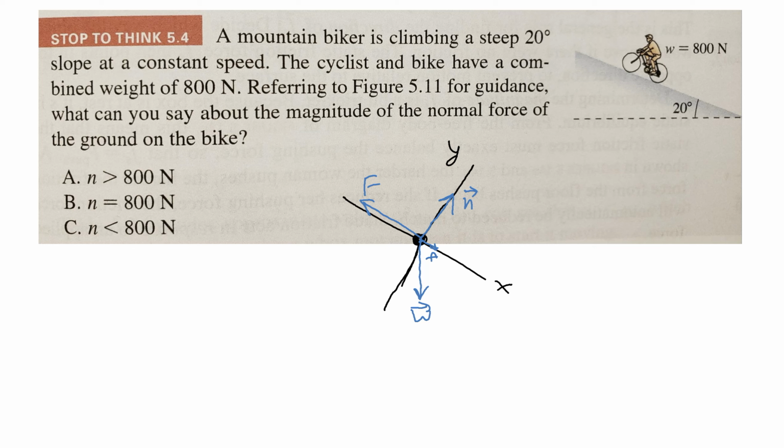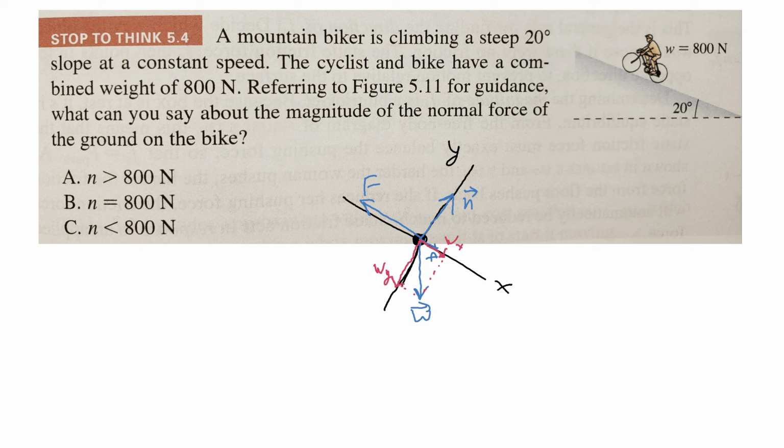So the weight vector would be broken into a component making a right triangle along the y-axis. We'd call that weight in the y. And we would break the weight in the x as well, again making a right triangle there. So that would be the weight in the x.